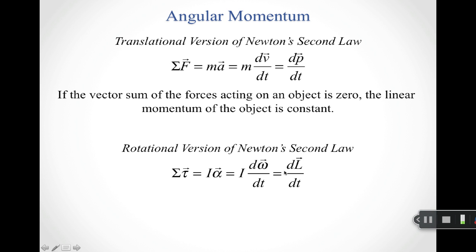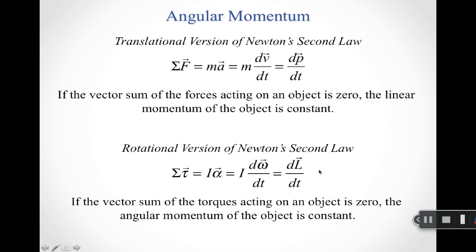So this tells me that the net torque is also equal to the time rate of change of the angular momentum. So this tells me that the vector sum of the torques, if I add up all the torques acting on my object and they add up to be 0, then the angular momentum of my object is constant. Again, if this term is 0, then this term also has to be 0. And so the momentum of my object doesn't change because its time rate of change is 0.